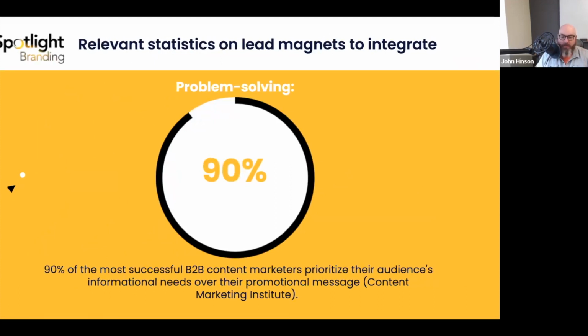90% of successful B2B content marketers prioritize their audience's informational needs over promotional messages. Goes back to what I was saying earlier. Don't treat your landing pages or your social media content like a billboard. You can control that message. You can really touch on pain points. You don't have to constantly self-promote. You don't have to constantly give out your phone number, constantly tell people to call your office, whatever it is. Provide value, address the pain points. That's what's really going to drive that success.